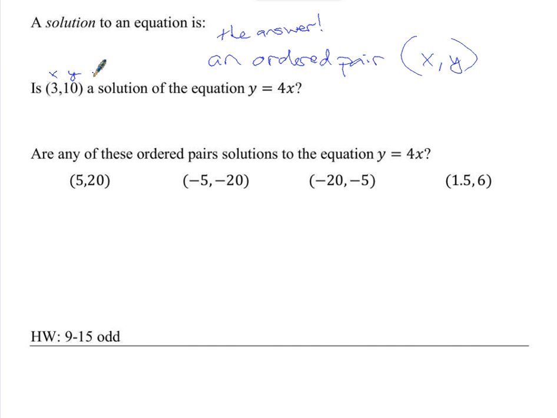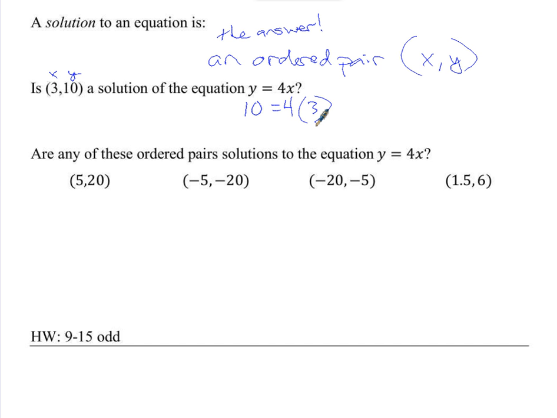Go for it. So now I know that y is going to be 10, so like you guys said, I'll substitute in 10 equals, and what am I going to write now? 4. How do I write 4 times 3? With a parentheses. Why do we use parentheses? Because we're substituting. Good.